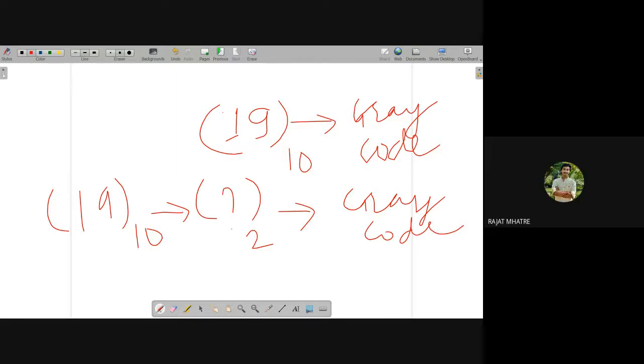Sir, 11010. Yes, sir. अब डायरेक्टली मुझे ग्रे कोड बता रहे हो? फिर से बोलो. 11010. 11010 बराबर है? Yes, sir. ठीक है. Tell me the binary code for 19. 10011.